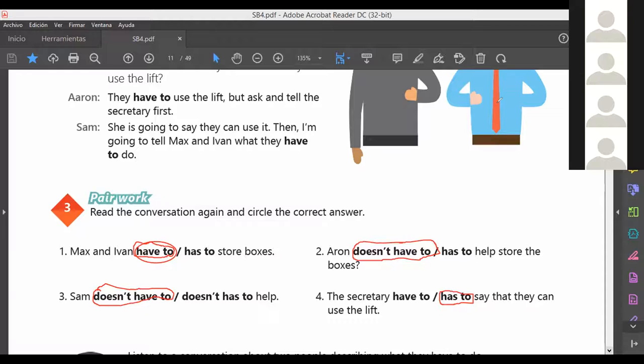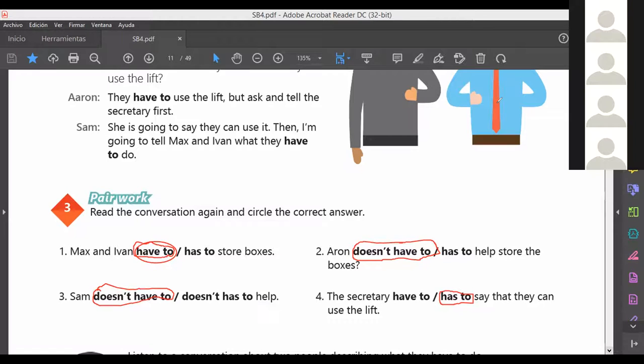Vamos a ver entonces. Tell me, Henry. En los ejemplos 2 y 3 no se refiere a tercera persona. He. Yes, sería does. He has to. Okay. ¿Es en negativo o en afirmativo? De acuerdo a la conversación.